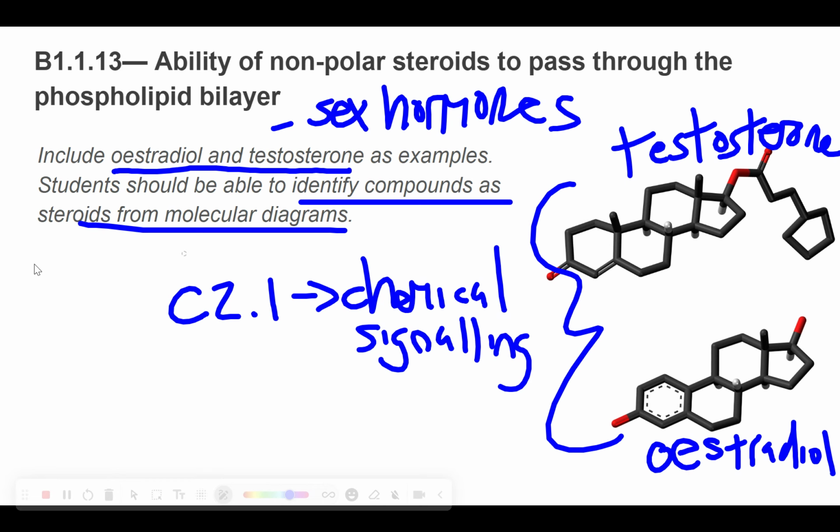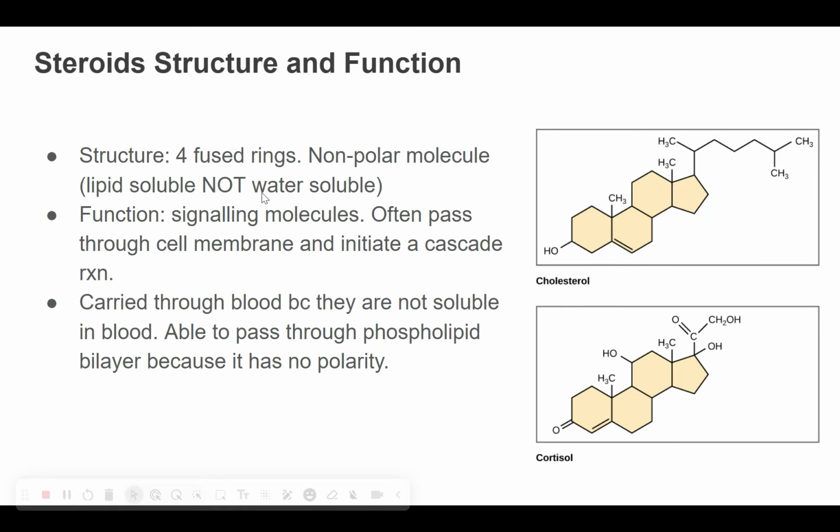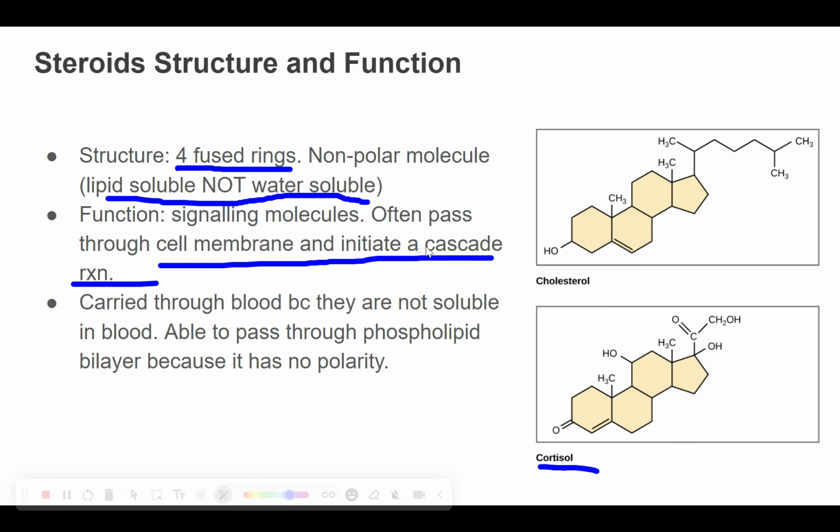All right. And you can tell the structure of these molecules because steroids have, oh look, they are labeled here for you, 4 fused rings. So this is cortisol, not estrogen, but just note that. Cortisol is another example of a steroid hormone. And they are nonpolar, so they are lipid soluble, not water soluble, which means they can travel directly into your cells. They pass through the cell membrane and initiate a cascade reaction. They're carried in the blood because they don't dissolve in the blood, and then they enter directly into your cells.